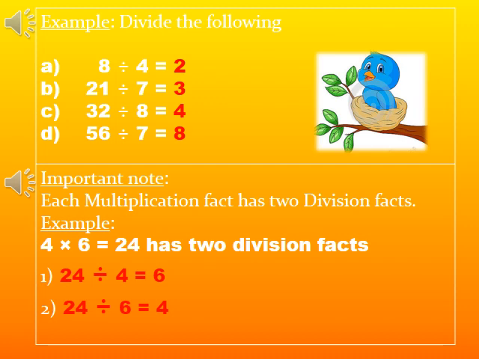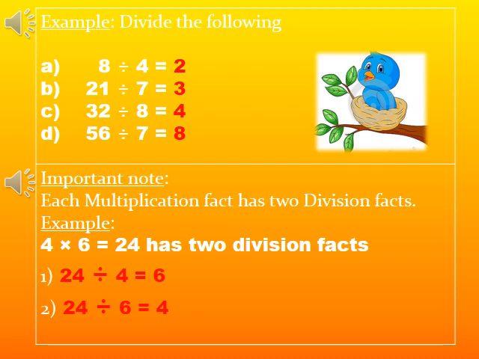Next, 32 divided by 8. As you know, 8 fours are 32. So 32 divided by 8 is equal to 4. Last, 56 divided by 7. 7 takes 8 times to get 56. So 56 divided by 7 is equal to 8.